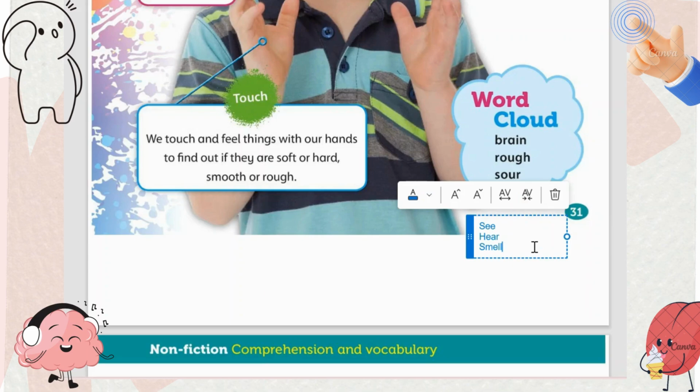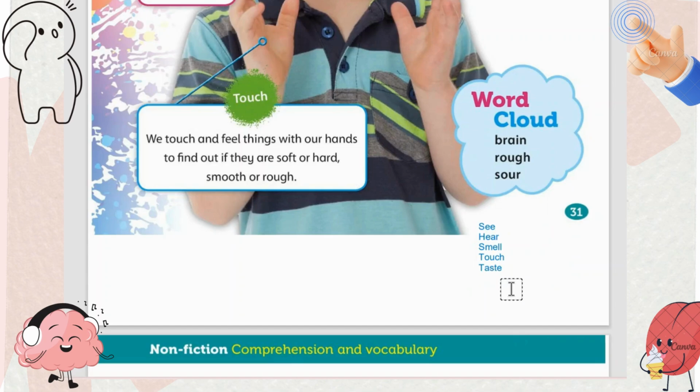Alright? Then we have smell. S-M-E-L-L. Again, we have a word with a similar sound, that is small. But the small spelling is S-M-A-L-L. This is smell, S-M-E-L-L. Alright? Then another one is touch, T-O-U-C-H, touch. Then comes our taste. Taste with our tongue, T-A-S-T-E, taste. So these are some additional words that are very important to remember, and what their meanings are. Brain, rough, sour, see, hear, smell, touch, and taste.